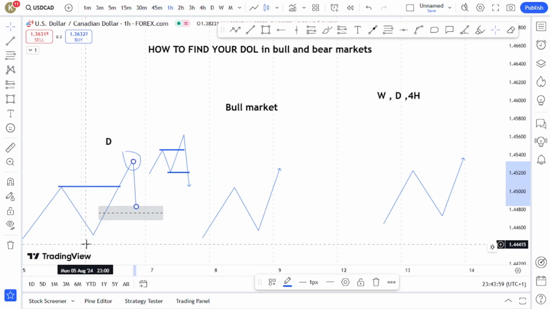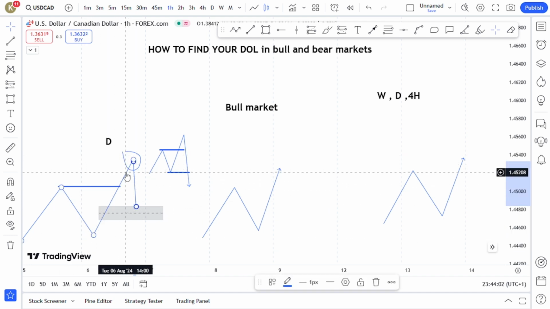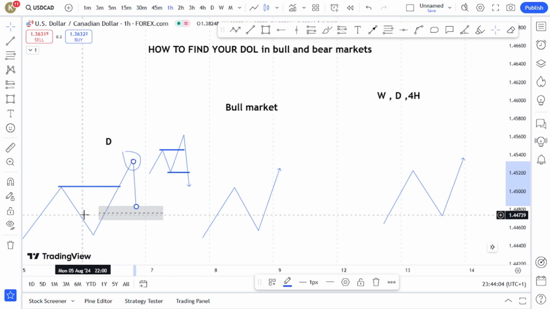Every other zone is not going to be like that. That's just the truth. You might see 5 other blocks or FVGs all scattered around.